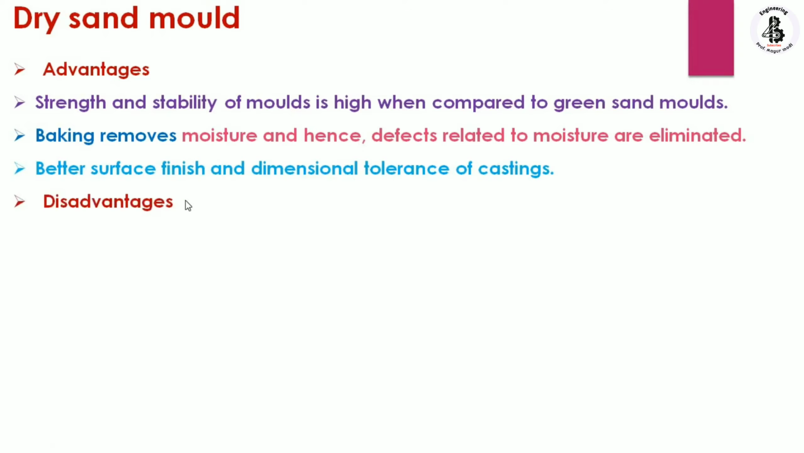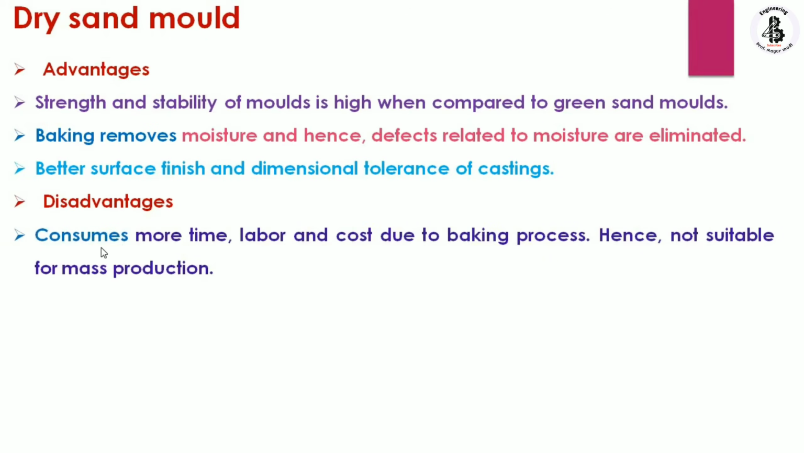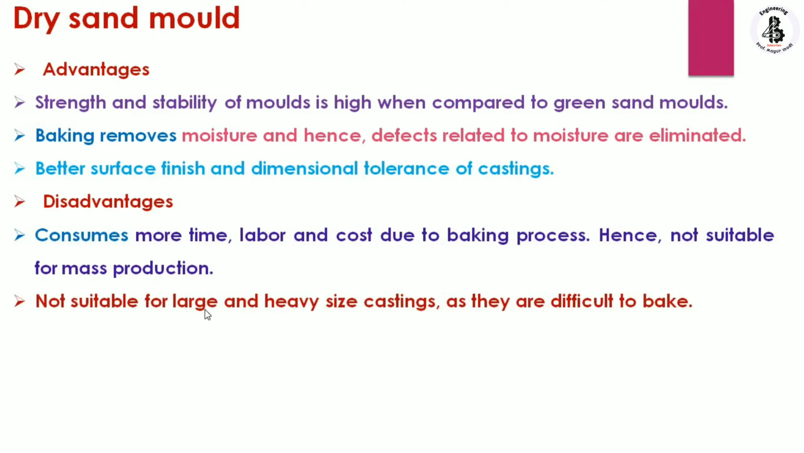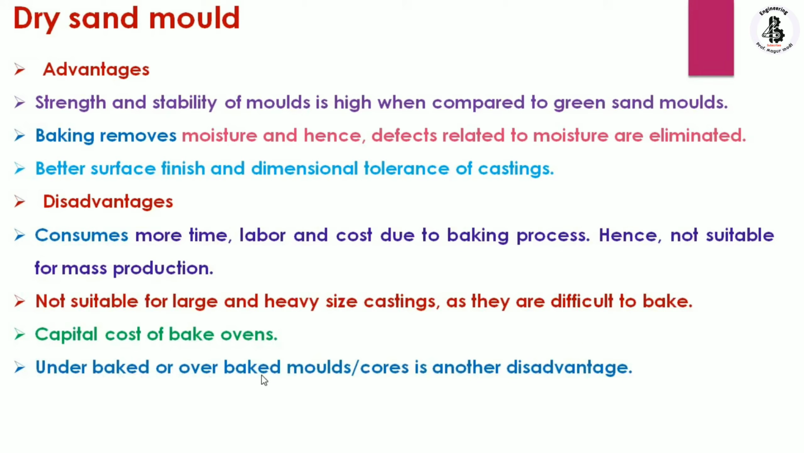Some of the disadvantages of dry sand molds: it consumes more time because you have to dry it after making a sand mold. Then labor and the cost due to the baking process, hence not suitable for mass production. So that will be increasing the individual cost of the product. Not suitable for large and heavy castings as they are difficult to bake. The capital cost of the bake ovens will be increasing the overall cost of the products. Under-baked, or you can say oven-baked, mold scores is another disadvantage of dry sand mold.